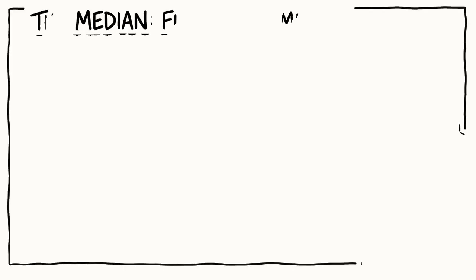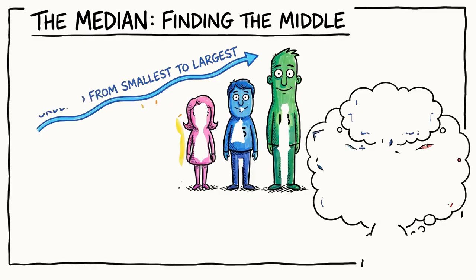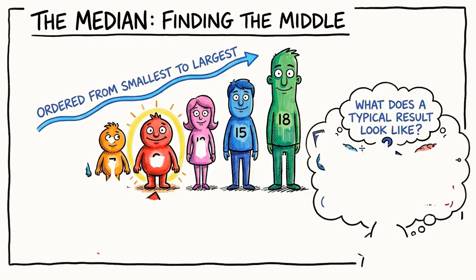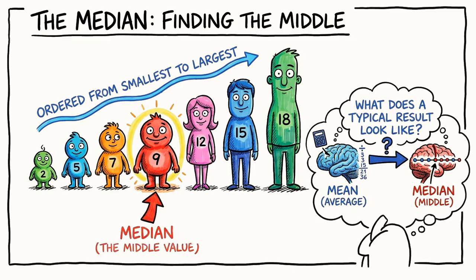Another way is the median. For the median, you line up all the values in order from smallest to largest and find the one that sits exactly in the middle. Both the mean and the median are trying to answer the same gentle question. What does a typical result look like here?